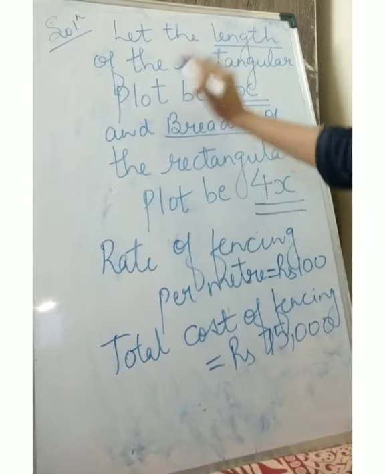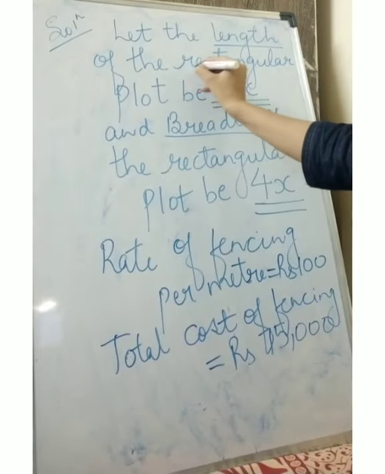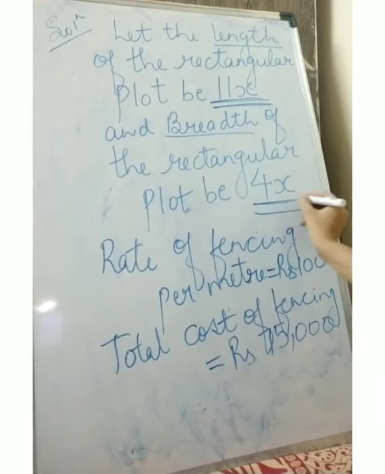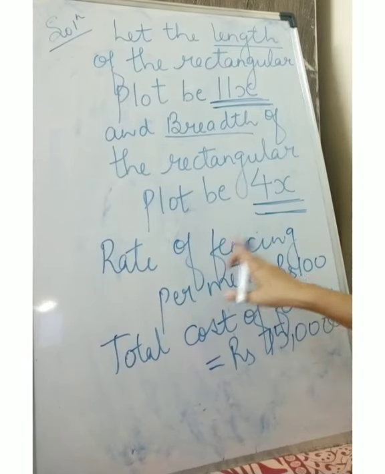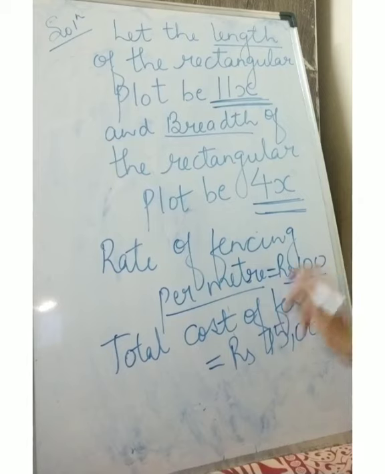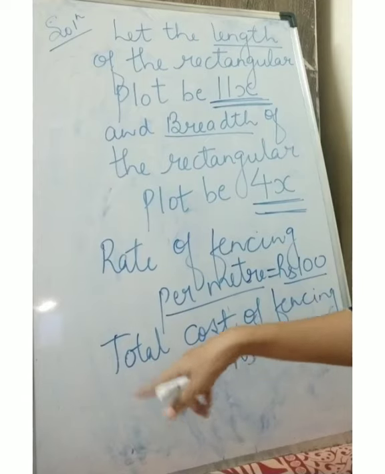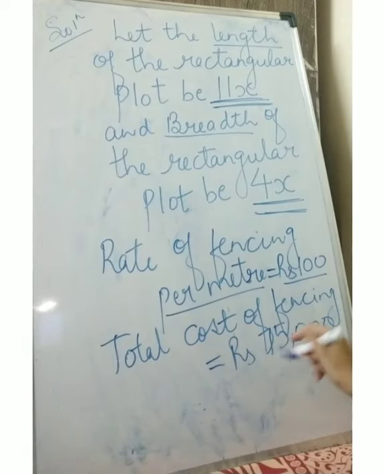I have written let the length of the rectangular plot be 11x and the breadth of the rectangular plot be what? 4x. Then rate of fencing per meter, it is given in the question, rupees 100. Then we have to write one more thing that was given in the question, that total cost of fencing is what?